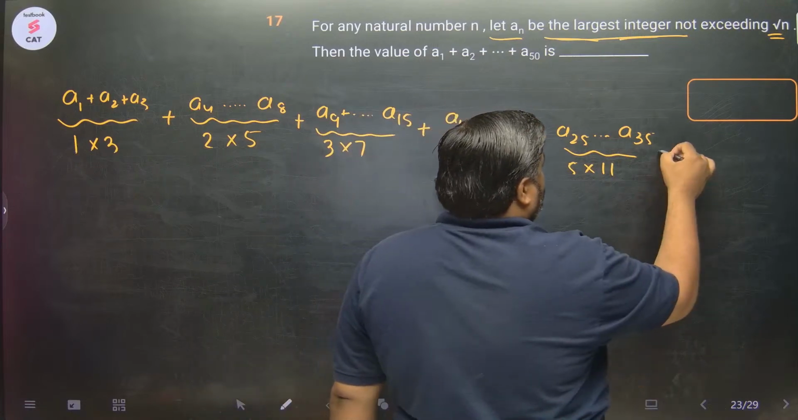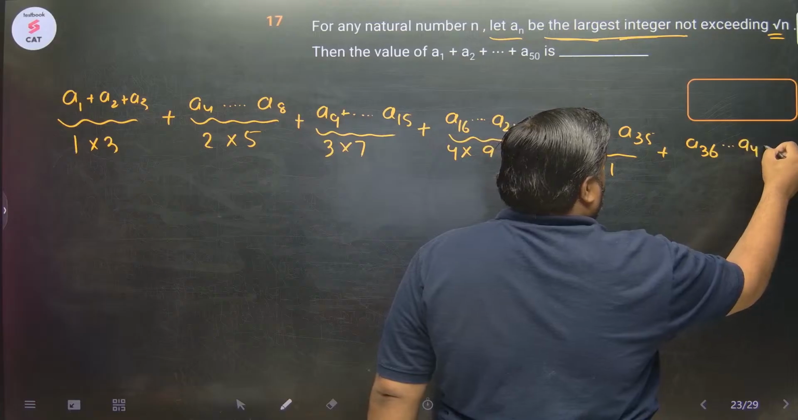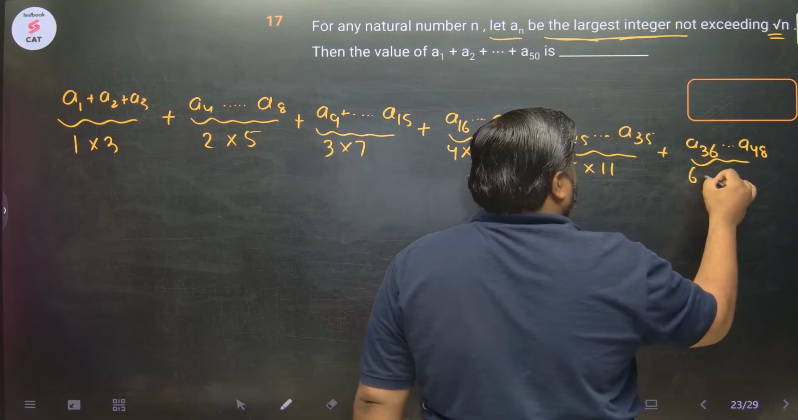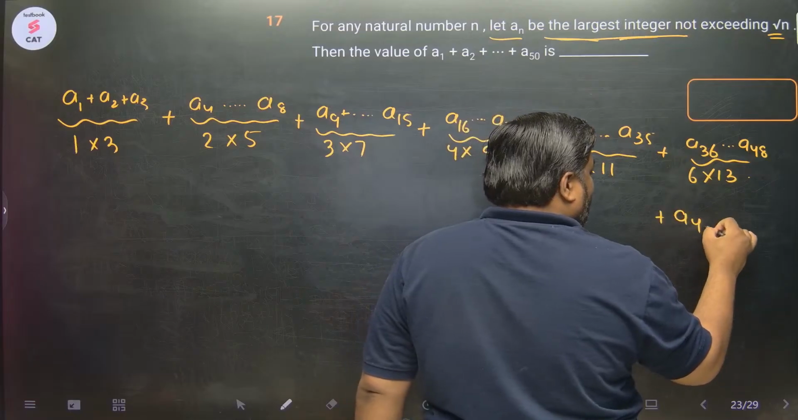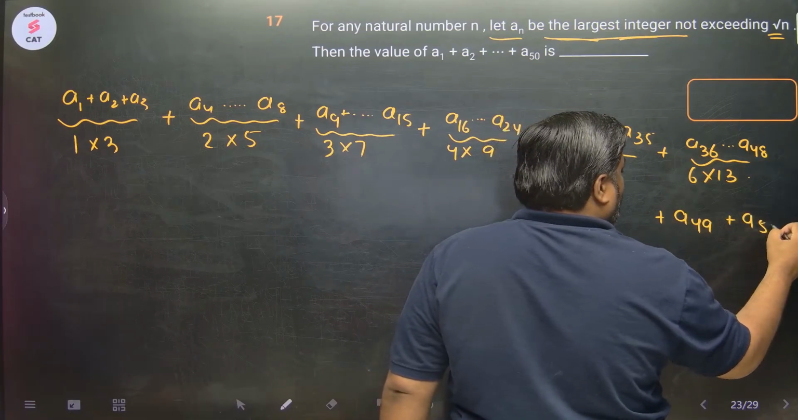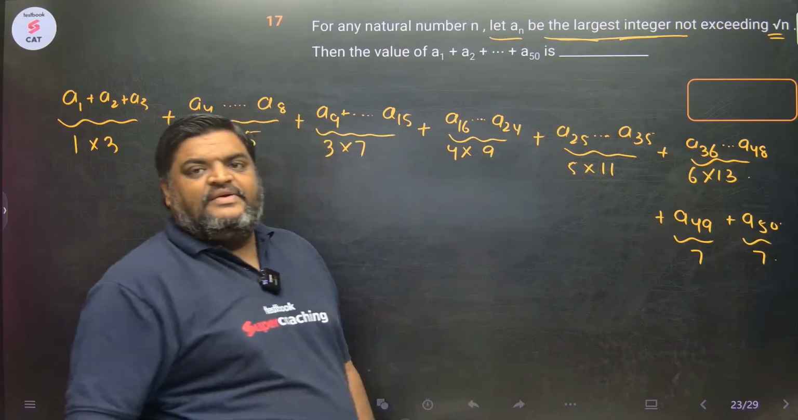And then A36 से A48 तक, all of them will have 6 as the values. There are 13 such terms. And then A49 or A50, they will have 7 and 7. इनकी वैल्यू है 7 and 7.